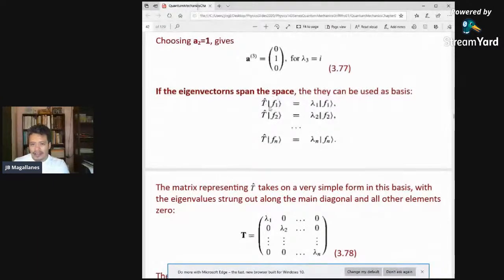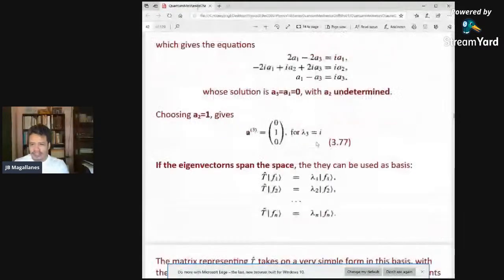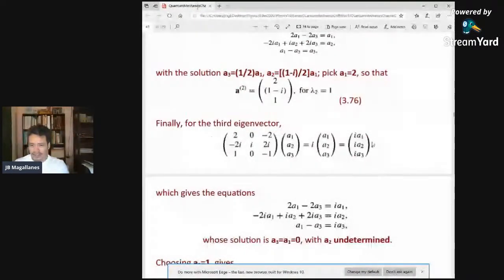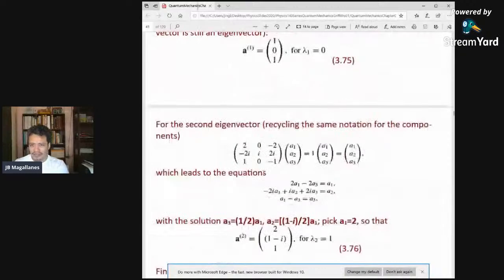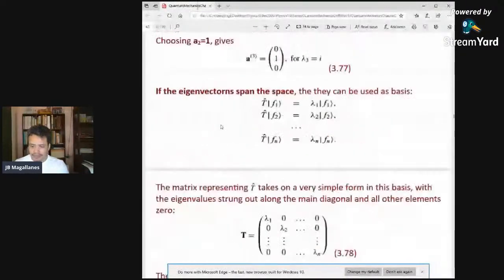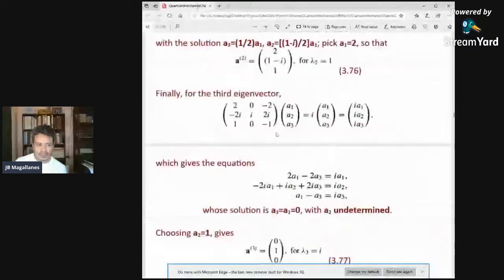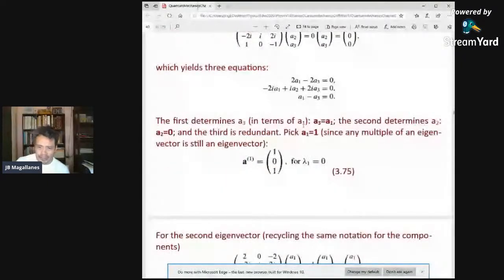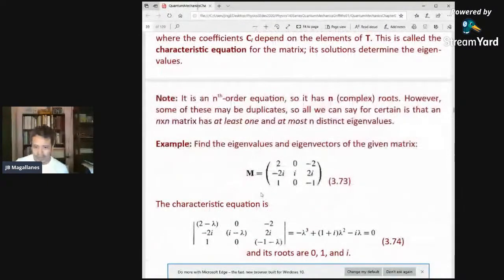If you take the transformation times the eigenvector, it's just equal to lambda 1 times f1. So this is just the same thing as what I'm doing here. In this case, the transformation was represented by M here.